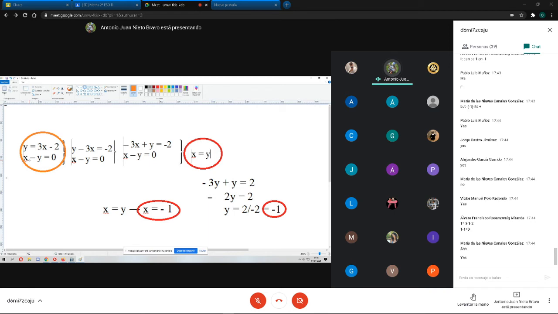De -2. ¿De -2 dónde? A la derecha. Aquí, ¿no? ¿Quién está hablando? Ángel Manuel García. Garrido, ¿no? Muy bien, Ángel.